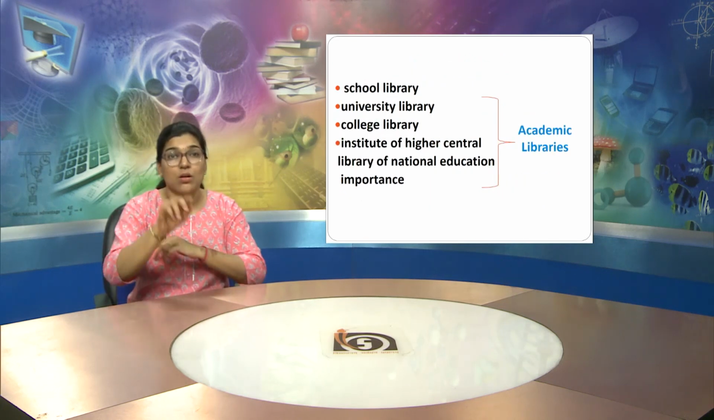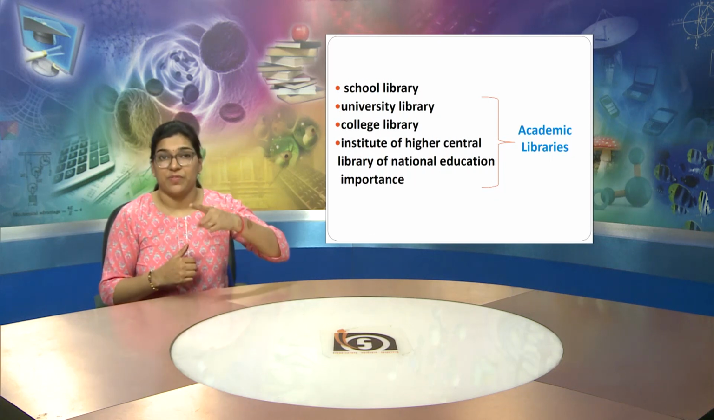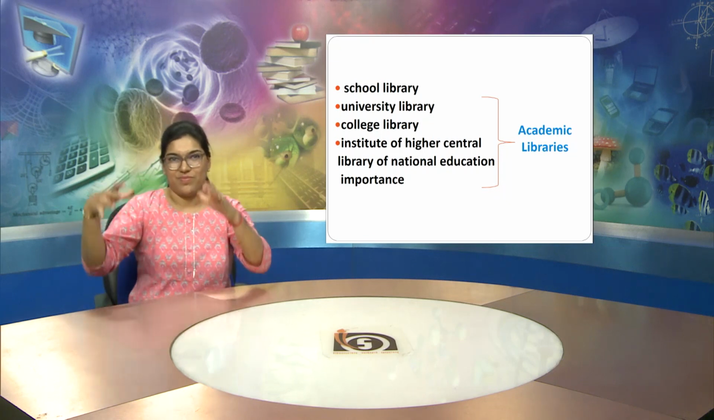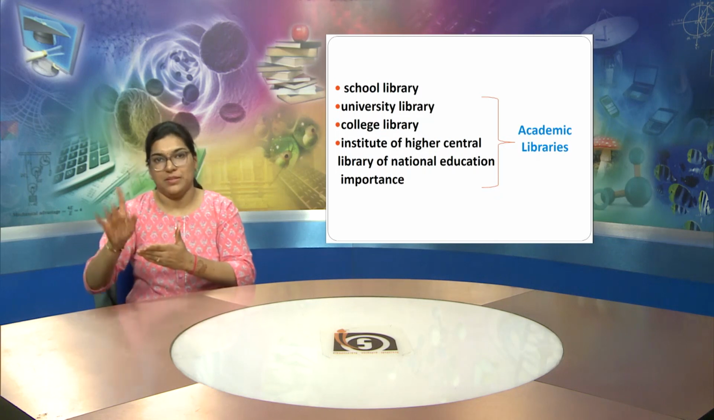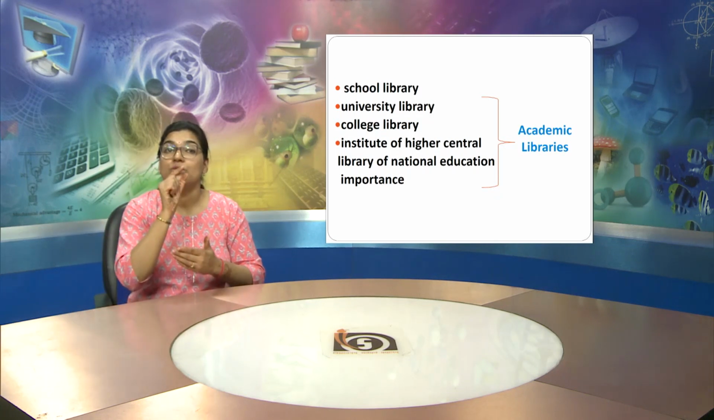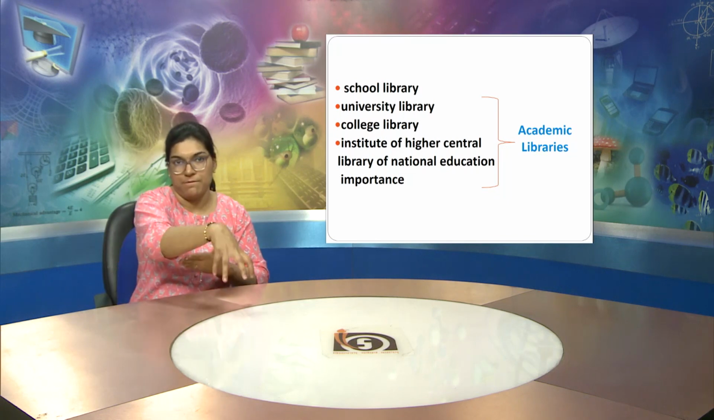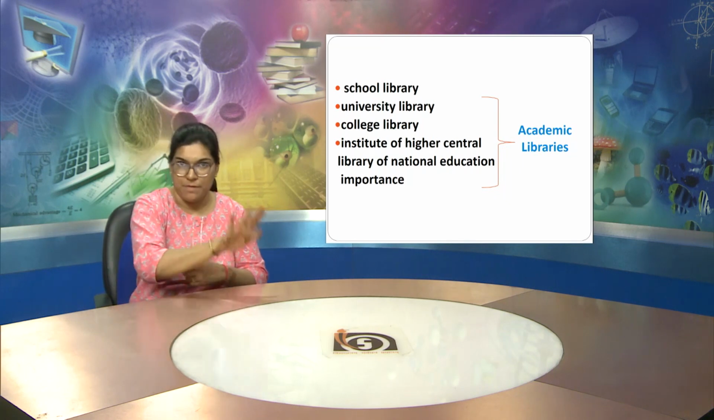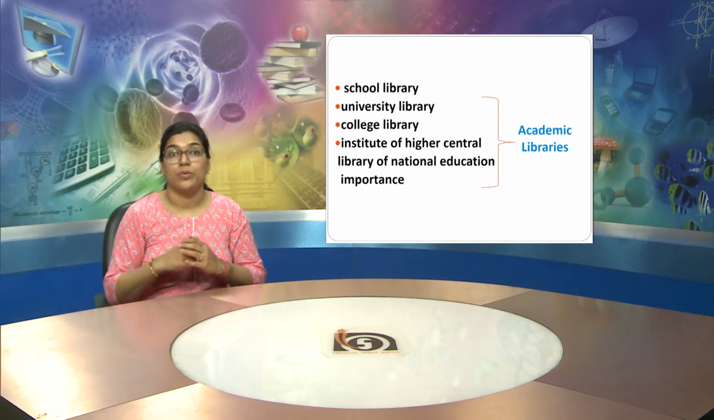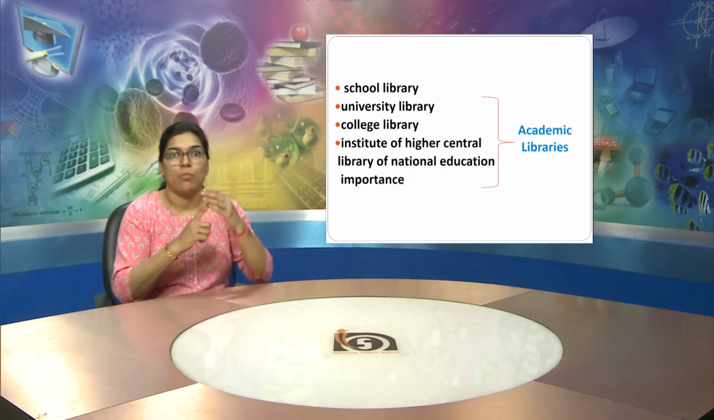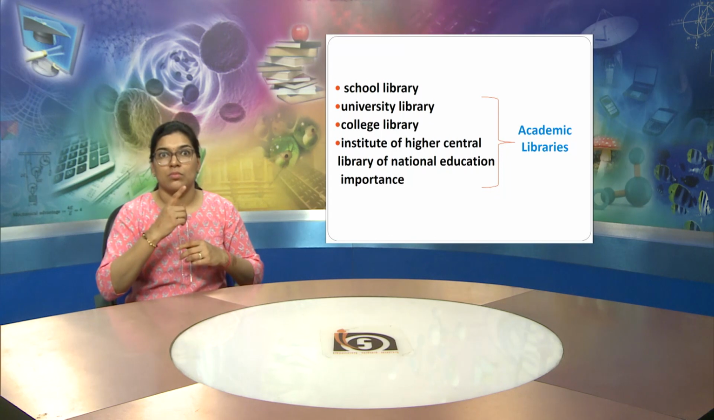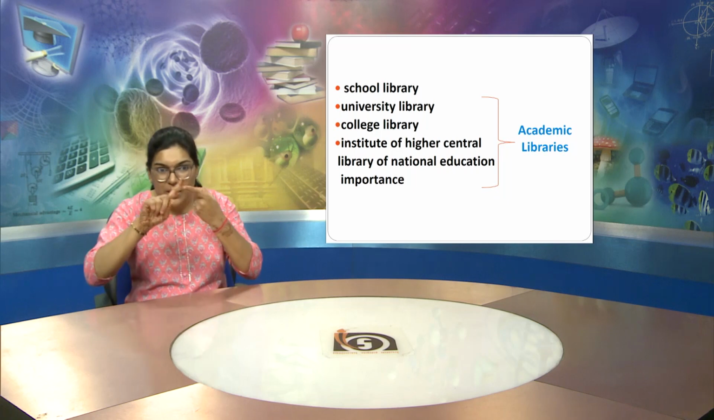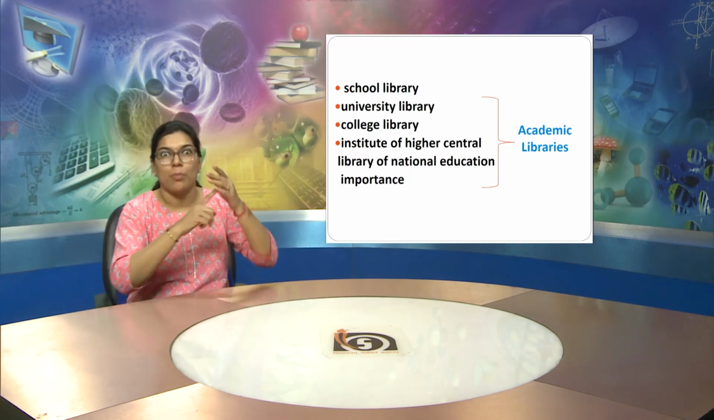The third type of library is academic library. It has mainly 4 points under this. We know that schools have a library, so that is a kind of academic library. Universities also have libraries, and colleges also have libraries. College libraries are a kind of academic library. And the fourth point is the institutes of higher education of national importance. So these are all the academic libraries.